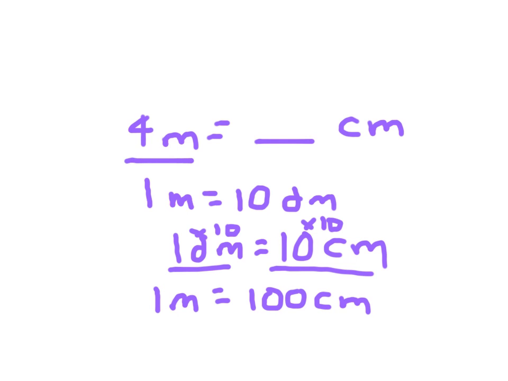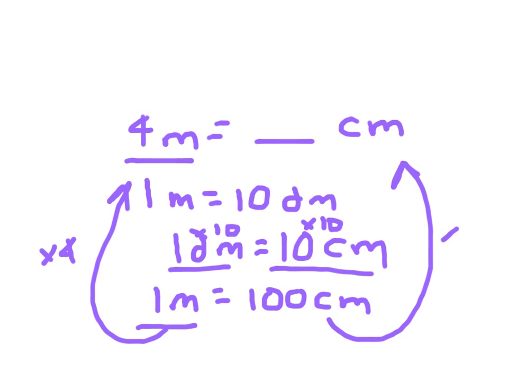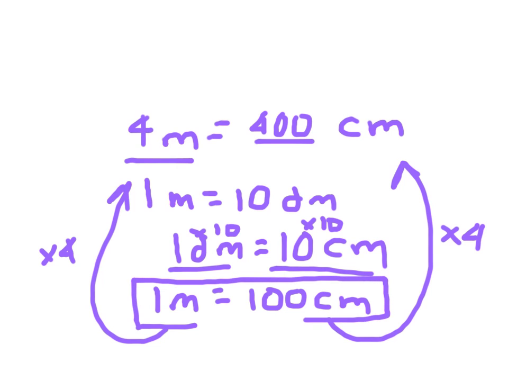Finally, we have this 4 here. To get from 1 to 4, we'll multiply by 4. And 100 times 4 then gives us 400 centimeters. So 4 meters equals 400 centimeters. You could remember this relationship that 1 meter equals 100 centimeters as well. Here you're going from bigger to smaller, so that you multiply. And in this case, we multiply by 100.